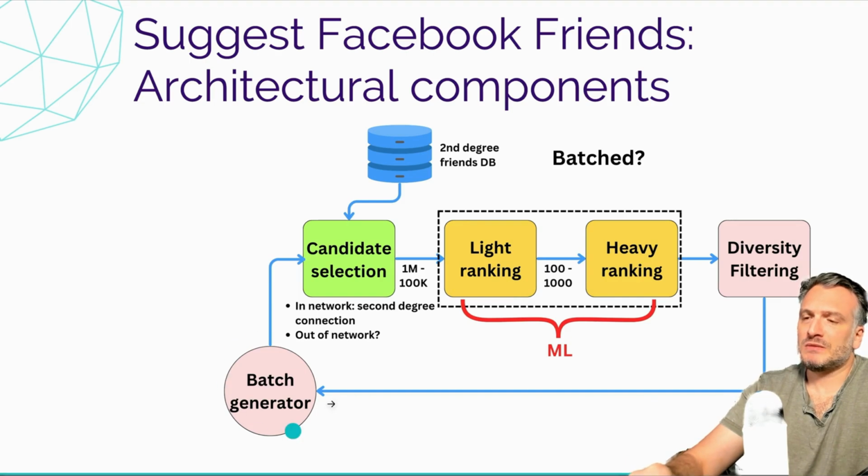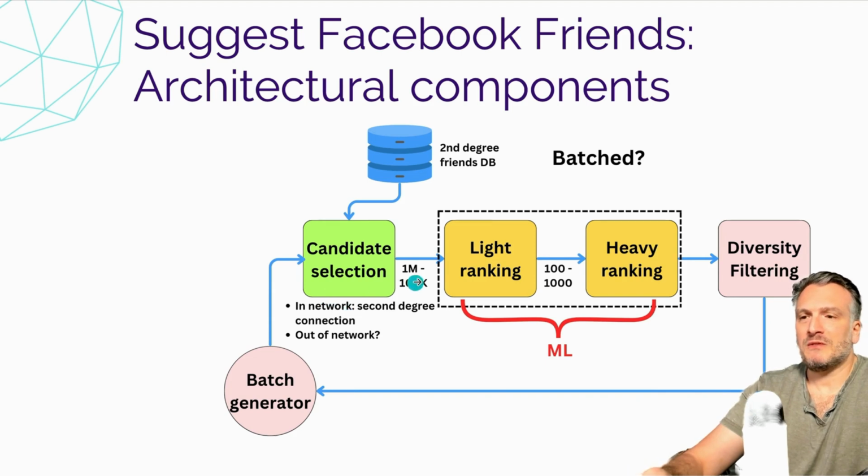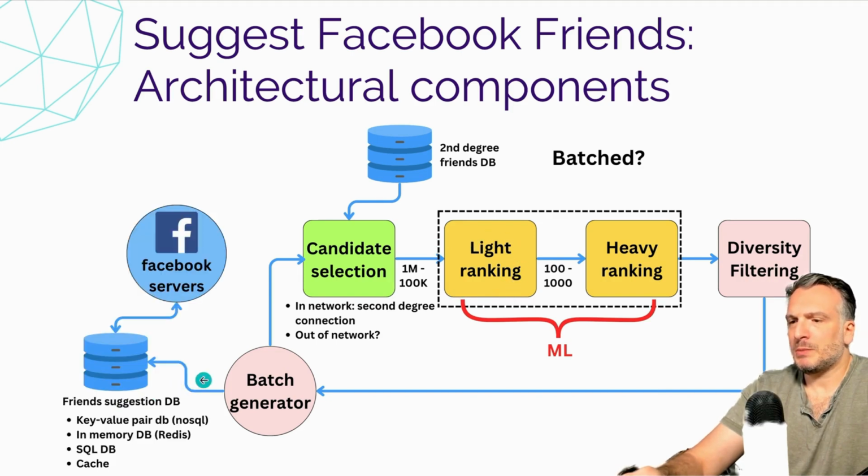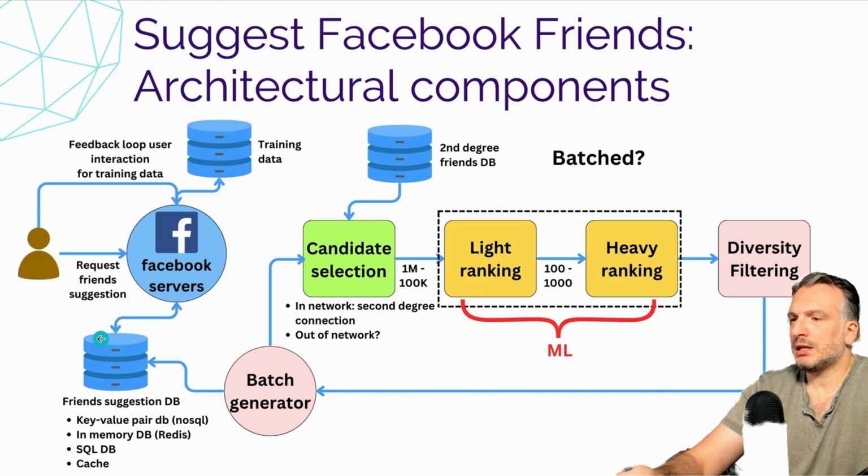Think that in the batch case, we will need to do that for all the billion users that are active on the platform every day. That's a lot of ranking happening every day. Many users are actually not looking at the suggested list every day, so there would be a lot of wasted computing every day for not a lot of reward. In the batch case, the generated list would be sitting in a database, and every time the user requests a friend suggestion, the Facebook servers would just look in the database to pull the friend suggestion list. And like before, we would have the same feedback loop to aggregate the training data.